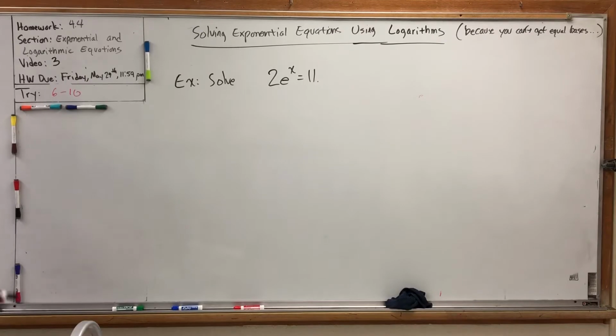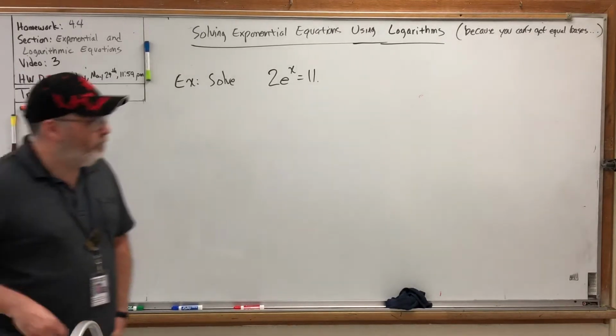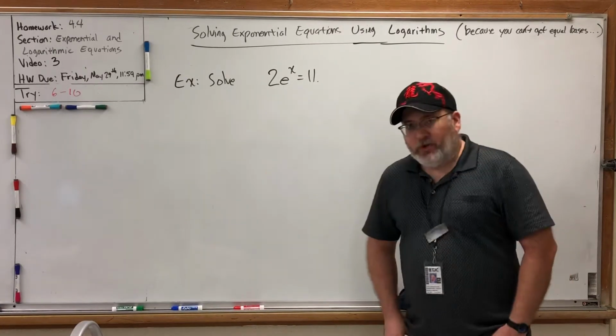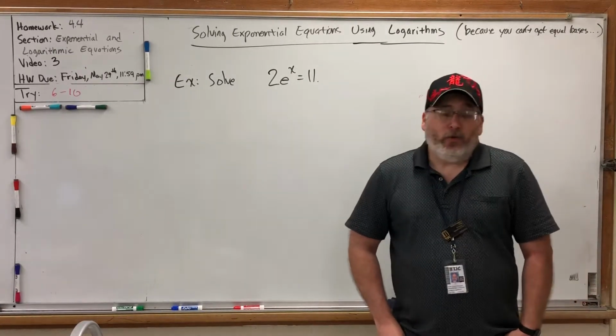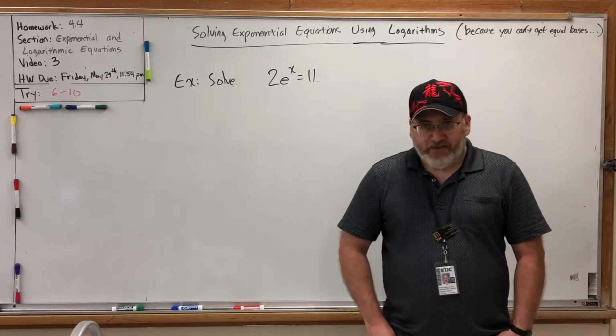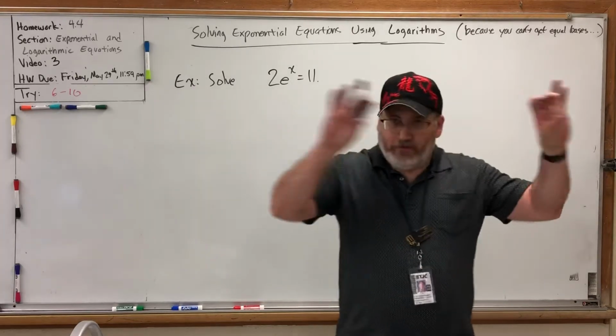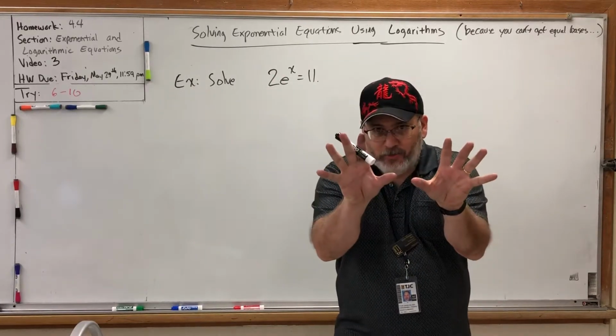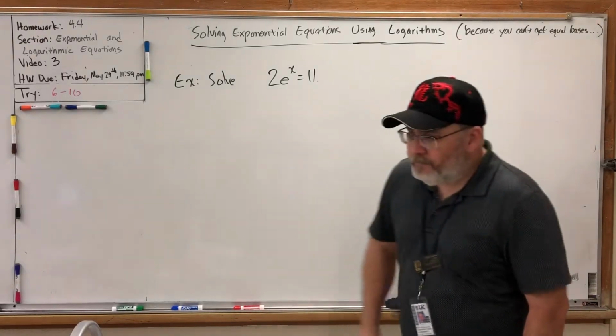The following video and the one after it are associated with homework questions 6 through 10. In the previous two videos, we solved exponential equations by rewriting one or both sides of the equation until we had the same base on both sides. And once we had the same bases with different powers, we basically cancel the bases, set the powers equal to each other, and then finish solving.